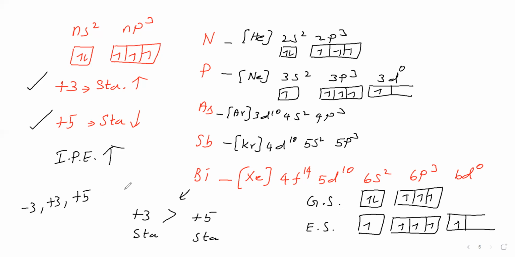Sir, why do we say unpaired electrons? Okay. Why do we say unpaired electrons? That we will see. Now we will take PCl3. PCl3 we are writing like this. PCl5 we will take. PCl5 we are writing like this.